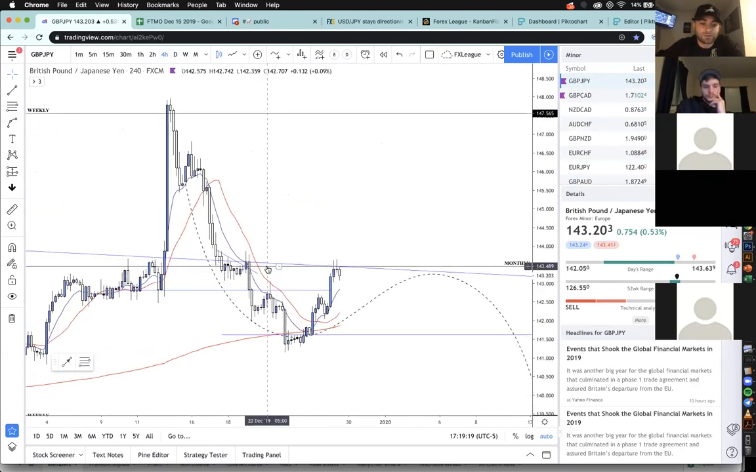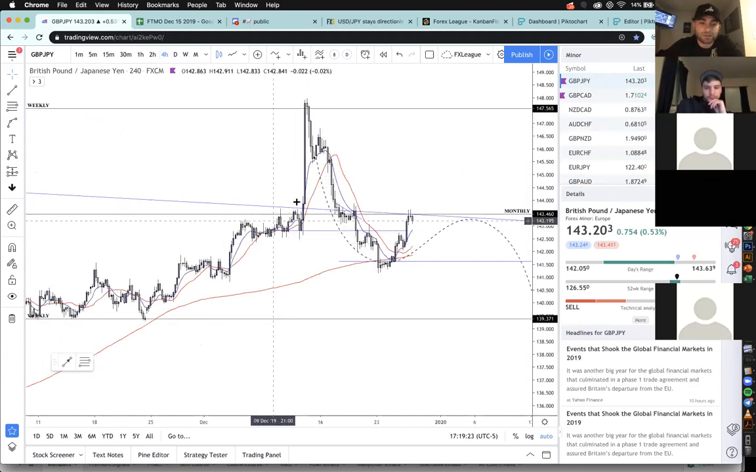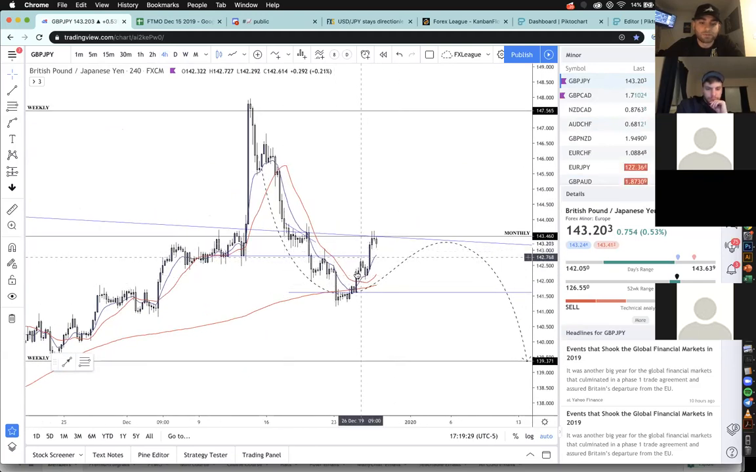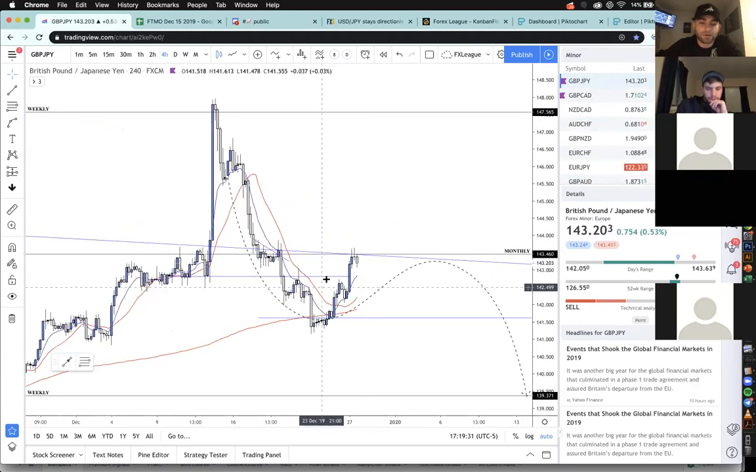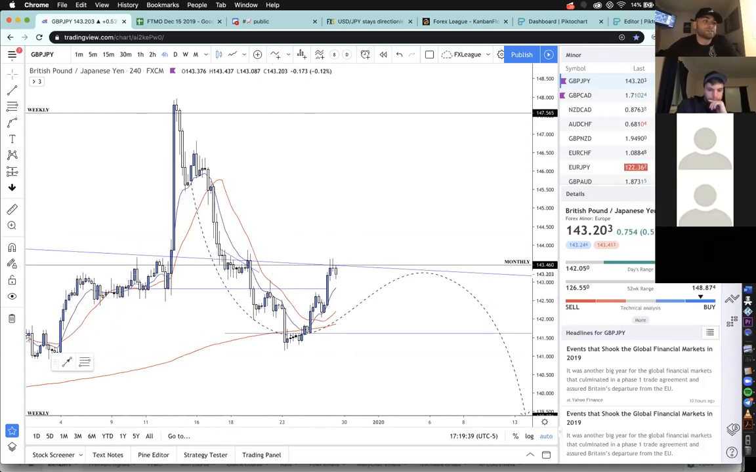And now down to the 4-hour, we actually broke this higher low right here. We broke below there, but then as the market formed this first lower high area right here, buyers came in and broke that. So again, for now, very similar to GBP USD, we are looking to continue to make buys on this.